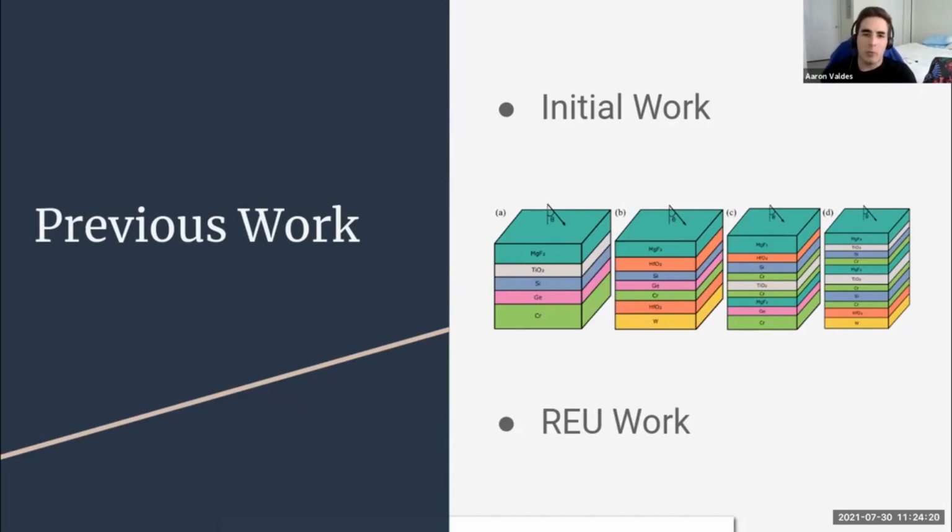This innovation led the previous REU student to expand its application. He worked on optimizing their absorption ratio in multi-layer structures when GST switches between its crystalline and amorphous phases. This is where I came in.